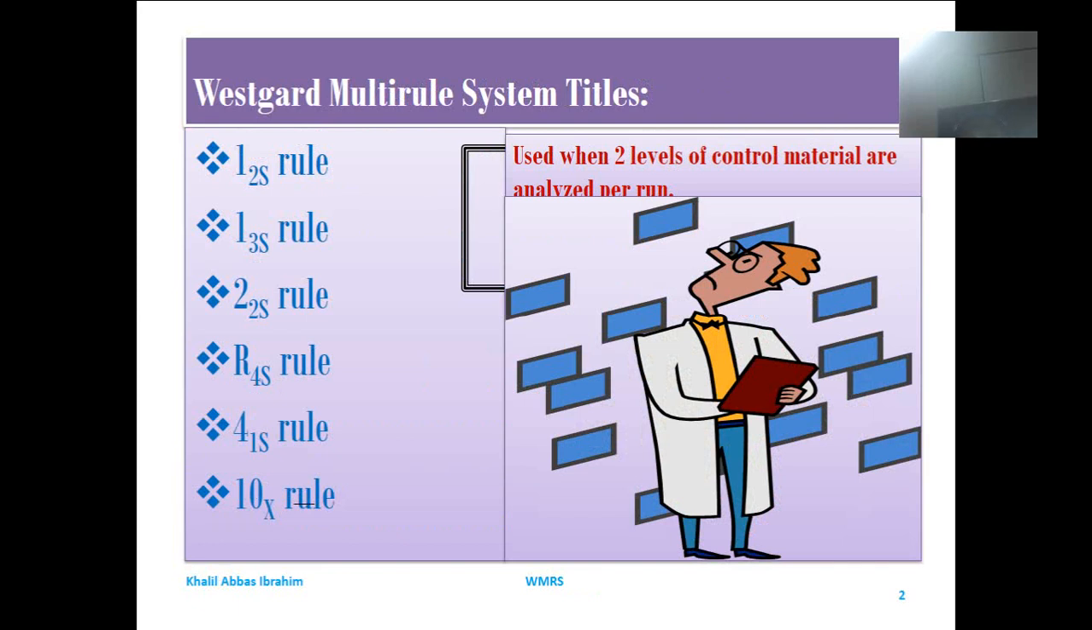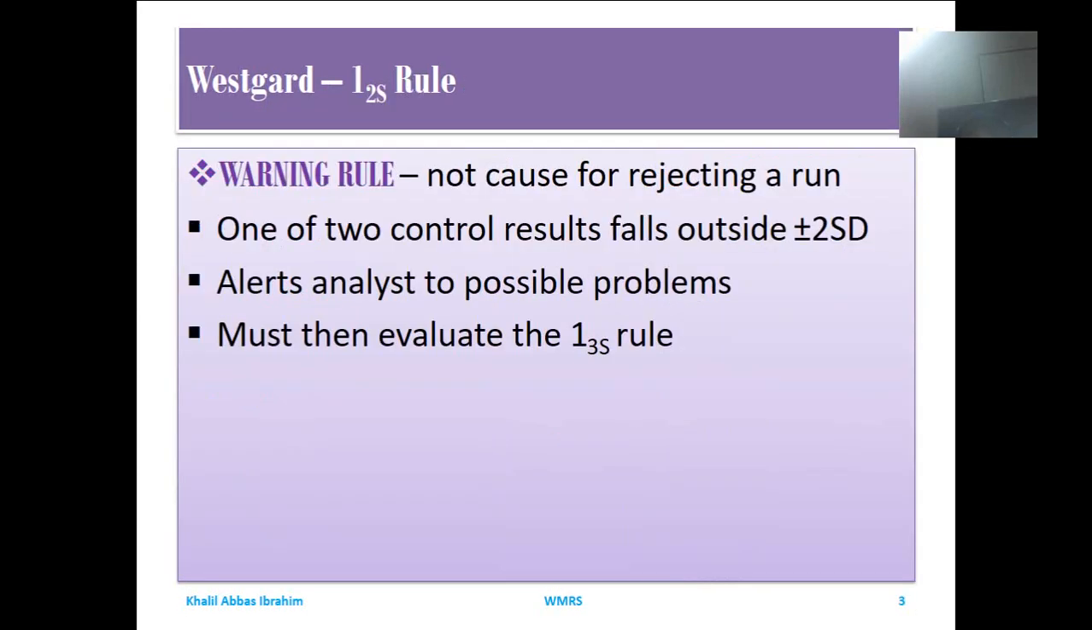Those are the titles of the Westgard rules. The first is the 1 2s rule, then the 1 3s rule, 2 2s rule, R 4s rule, 4 1s rule, and then the 10x rule. In detail, the Westgard 1 2s rule is a warning rule. It is not a cause of rejection of the analysis that you have carried out. So results obtained by using this rule are not rejected and are not cancelled.